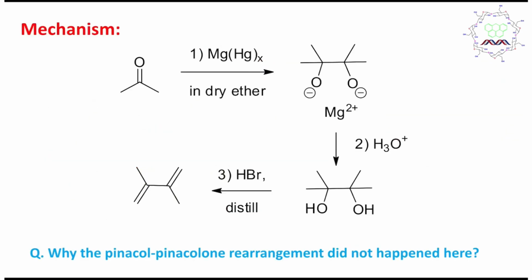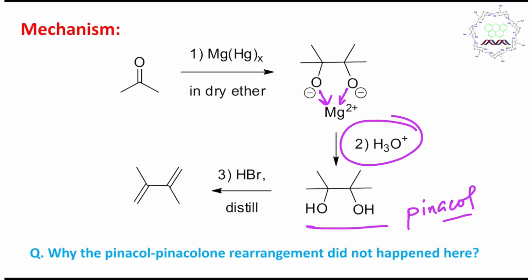So let's learn. In the first step, as I told, the reaction produces this magnesium-coordinated species, and after workup it produces this 1,2-diol, or its name is pinacol. Now this pinacol later reacts with HBr and ultimately produces the diene. Question, how does it react?